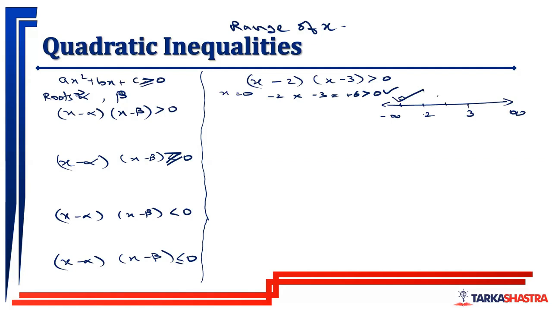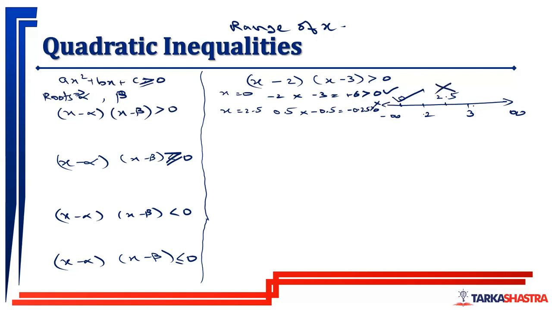Now consider any value between 2 and 3. If I put x is equal to 2.5, then 2.5 minus 2 is 0.5, and 2.5 minus 3 is minus 0.5, which gives minus 0.25. Is it greater than 0? No. So for this range, the inequality does not hold.